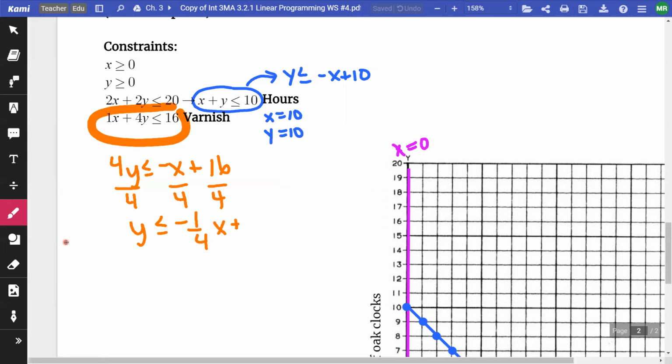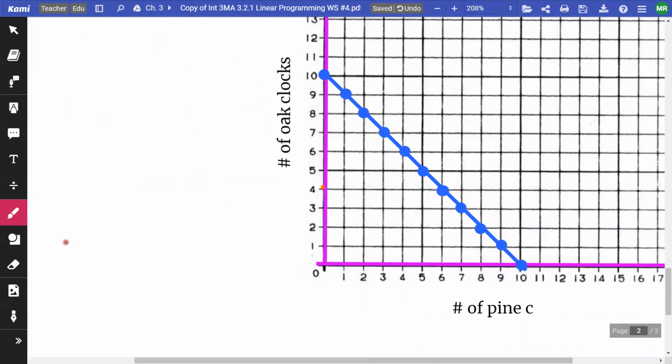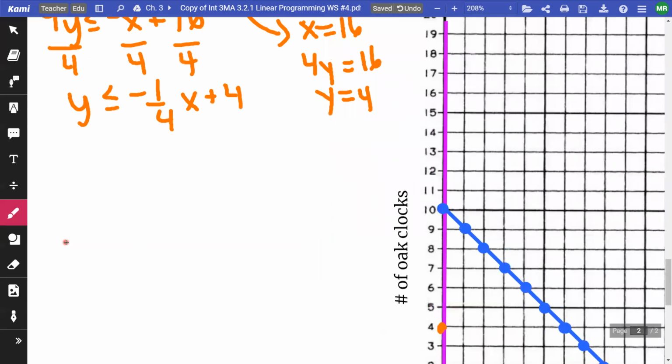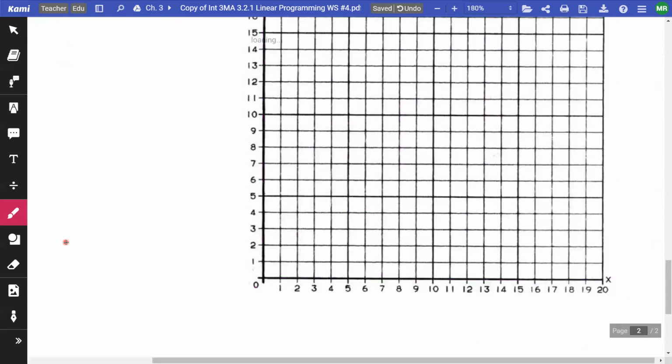I could also have found my x and y intercepts by putting 0 in for y, and I get just x is equal to 16. Put 0 in for x, and I get 4y is equal to 16, which means y is 4. So I could plot my y-intercept at 4 and my x-intercept at 16. And if I go down 4 over 16, that does reduce to the negative 1/4 that I got for my slope. Okay, so I can think of it either way, whichever way is easier for you to graph.